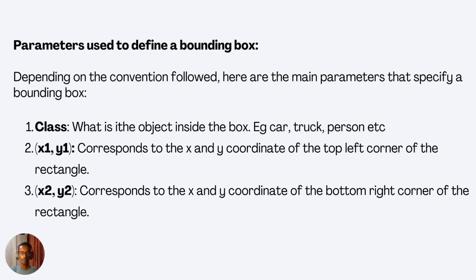So let's dig deeper into the conventions that are followed and the parameters that are used to define a bounding box. The first one is a class. A class is just the object that's inside the box. So it can be a car, a truck, or a person. And the first point, x1, y1, according to the first convention, is the x and y coordinates of the top left corner of the rectangle. And x2 and y2, according to the first convention, represent the x and y coordinates of the bottom right corner of the rectangle.